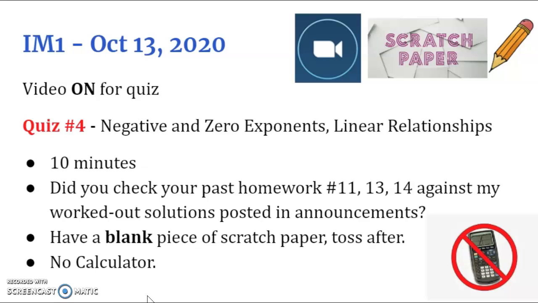We started off by doing quiz number 4 on negative and zero exponents and linear relationships. So if you missed the quiz because you were absent, please contact me as soon as possible so that we can arrange a time to meet to make up the quiz.